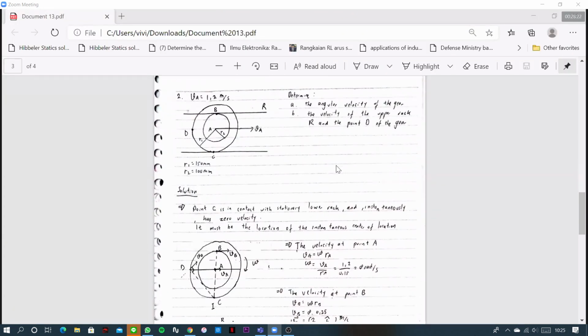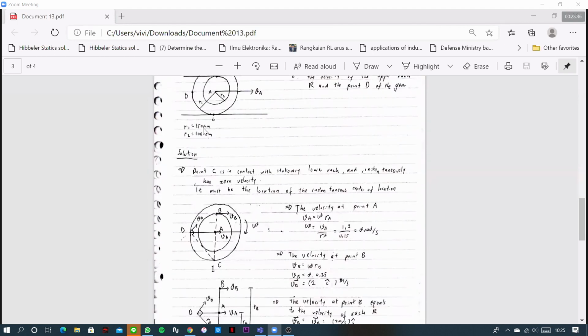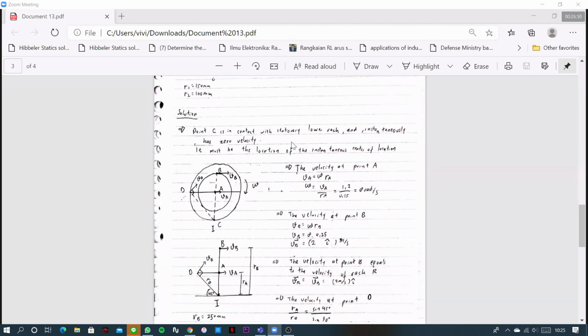Yes, it's clear. Okay. So for number 2, we need to determine the angular velocity of the gear and the velocity of the upper rack R and the point D of the gear. So first of all, we know that the velocity of point A is 2.2 meter per second, and we know the radius for the inner and the outer.